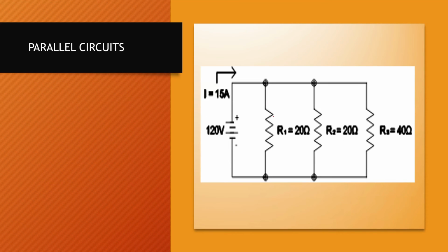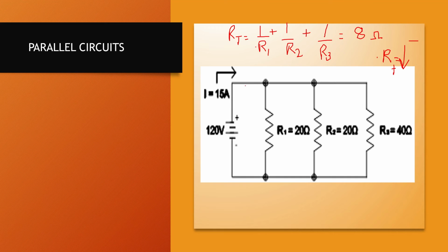So now coming to parallel circuits. This is your parallel circuit over here. Basic things to remember in a parallel circuit: the first thing is that R total would be 1 upon R1 plus 1 upon R2 plus 1 upon R3. If you calculate, it would actually come out to be 8 ohms. So in a parallel circuit, the equivalent resistance gets decreased. R total decreases. In a series circuit, it increases. In a parallel circuit, it decreases.